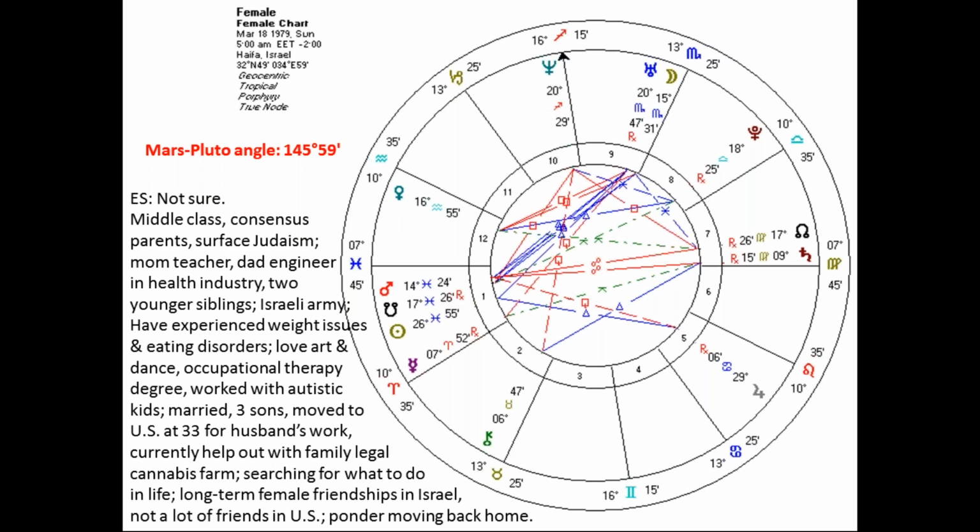And so this volunteer is not quite sure where she is with evolutionary states. She described the whole individuated state, tipped her toes into spiritualism. She was raised pretty much by middle class consensus parents. They were very light Judaism. Mom was a teacher for special needs kids. Dad was an engineer in the health industry. She had 2 younger siblings.